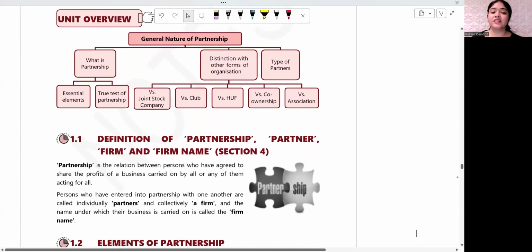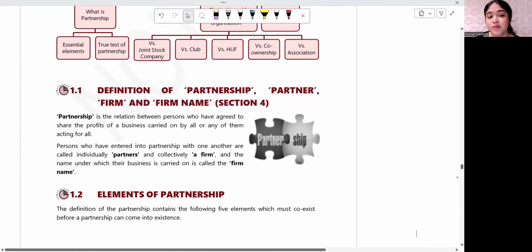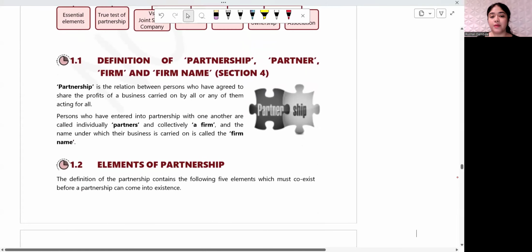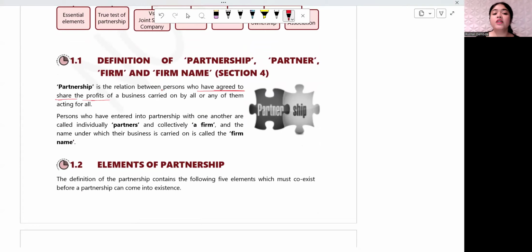First, let's see what is the definition given of partnership, partner, firm, and firm name as per section 4 of the Indian Partnership Act. So partnership is the relation between persons who have agreed to share the profit. They're doing the business for the profit purpose, and they have agreed to do the business, and they have decided that they will be sharing the profit of the business, carried on by all or any of them acting for all.